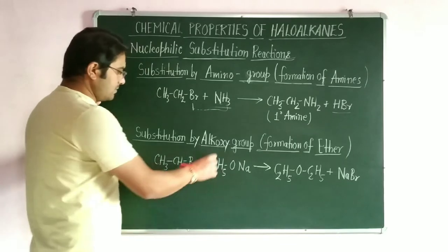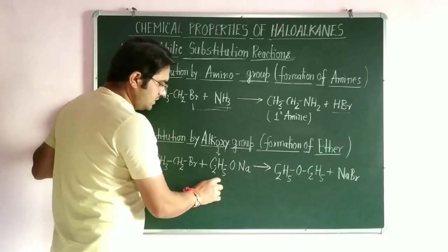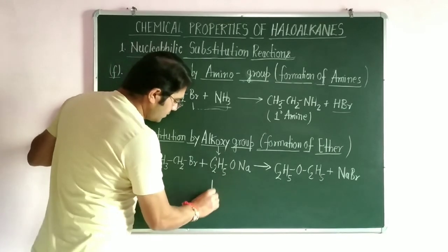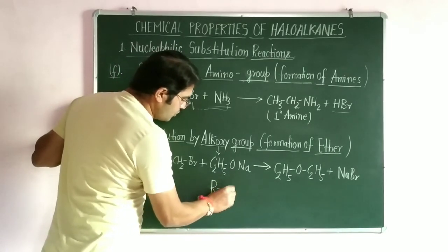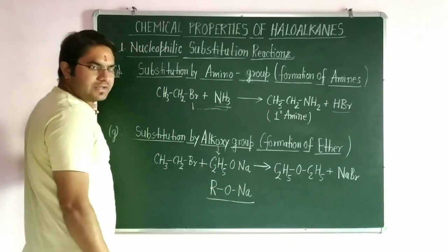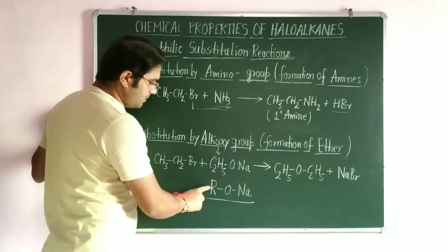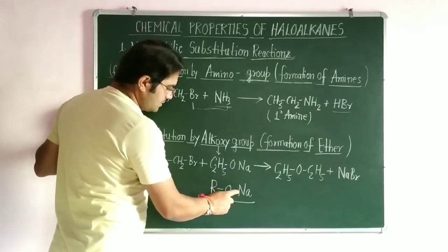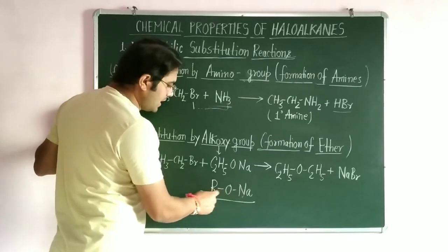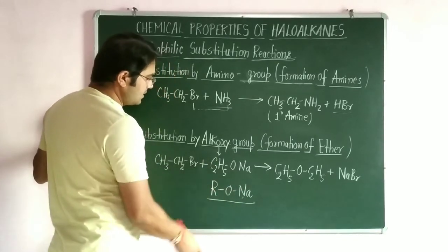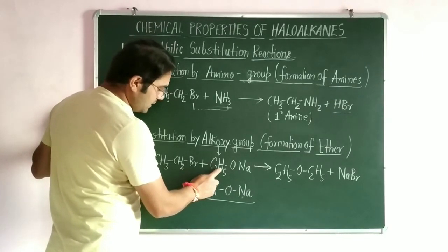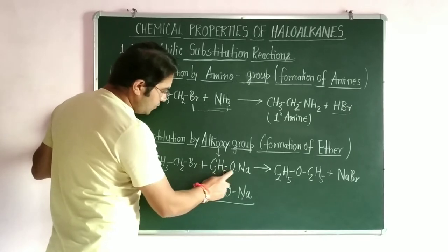So formation of amines is the first, substitution by amino group, then the second is substitution by alkoxy group. In this particular reaction we use a specific reagent, alkoxide. The formula for alkoxide is RONa. So this is the compound formula for the alkoxide group and it is derived from the alcohol part. ROH is the functional group of alcohol; if we replace the H and attach Na, then RONa is formed. R is an alkyl part. So the formula for this compound is C2H5ONa.